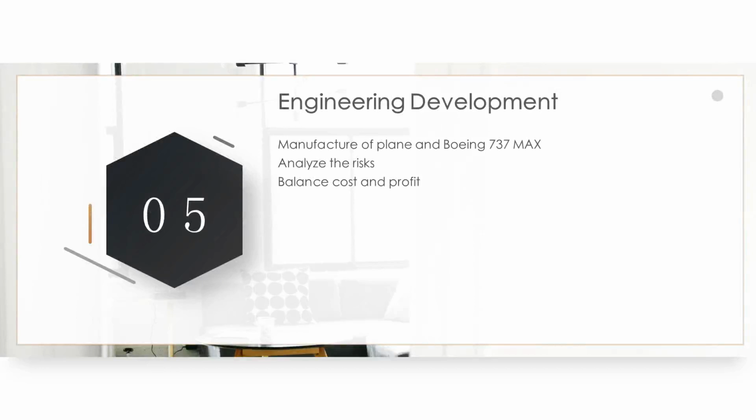And now we are going into the fifth part, the engineering development part. In this part we will talk about the manufacture of the plane and the Boeing 737 MAX. And we will analyze the risk of this plane. Why did it cause these huge accidents? We have mentioned something before, like the lubricating oil, but we will now analyze the structure of the plane and why they're easy to get this problem. And in the third part, we will discuss the balance of cost and profit.